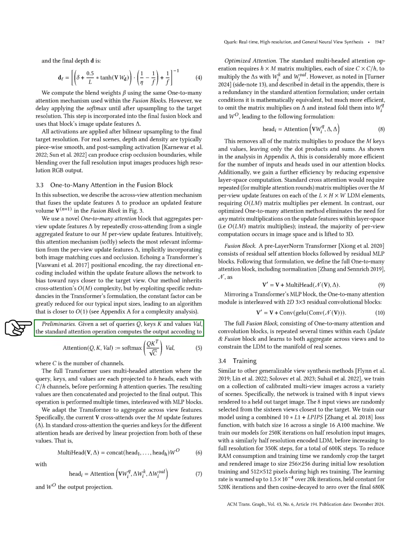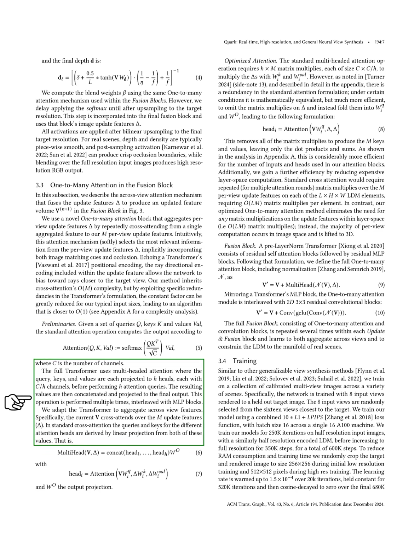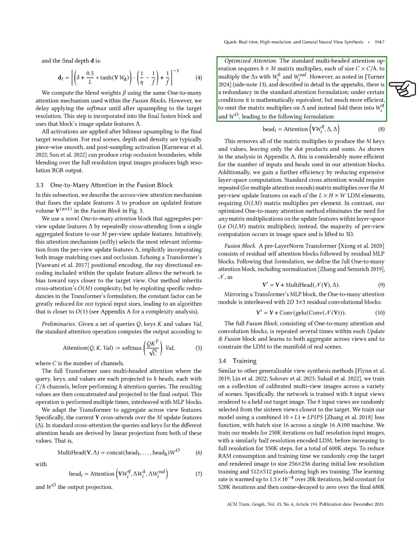We adapt the standard attention operation to aggregate across view features. The typical attention operation computes the output based on a set of queries, keys, and values. In a full transformer, multi-headed attention projects these into multiple heads before performing attention. We modify this to cross-attend over the update features. The standard multi-headed attention requires numerous matrix multiplications, but we identify a redundancy in the formulation. Under certain conditions, we can eliminate these multiplications on the update features, leading to a more efficient approach that focuses on dot products and sums instead.